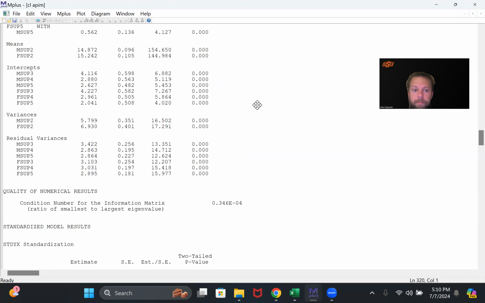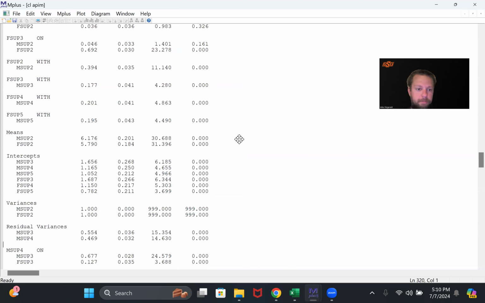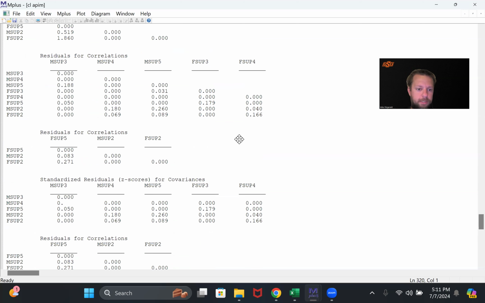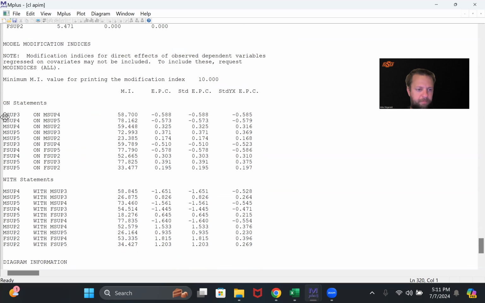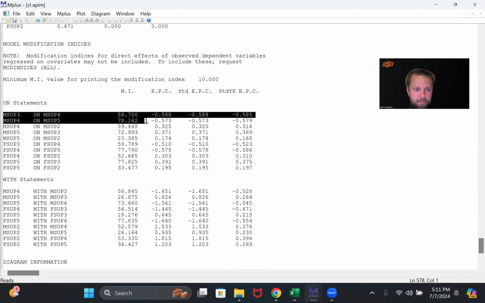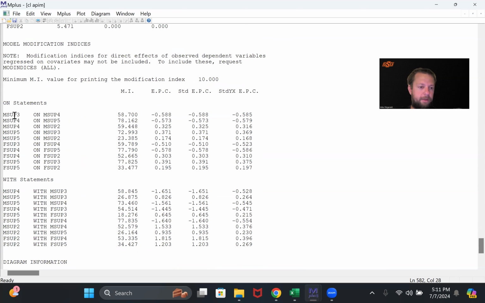All right, so there are a couple of things that we can do since we have a terrible fitting model. The first is we can go to mod indices to see what the model is telling us. And it's giving us some pretty ridiculous suggestions. It's saying wave 3 should be regressed on wave 4. But we know just from common sense that wave 4 can't predict variance at wave 3. That just is not possible because of time, right?